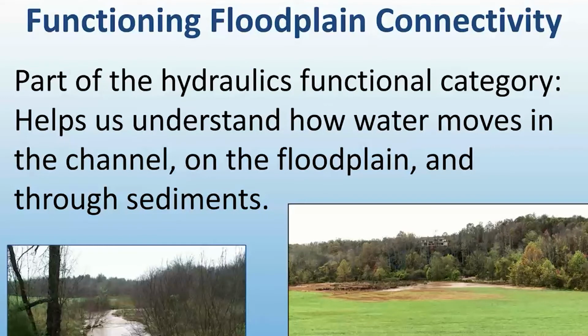All right, so that is the only parameter that we have in hydrology for the Michigan SQT. We also have one parameter in hydraulics. That parameter is called floodplain connectivity. I would argue that it's potentially the most important parameter from a stream restoration perspective. It is part of the hydraulics functional category. And here's our functional statement again. The functional statement for hydraulics is the movement of water in the channel, on the floodplain, and through sediments.